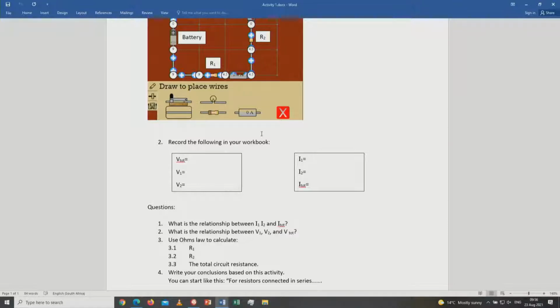Then the last question says, write down your conclusions based on this activity. What can you conclude? You can perhaps start like for resistors connected in series. This is what you have noted about the relationship there. For resistors connected in series, that is what you have noted about the voltmeter readings there. That would be your conclusion.